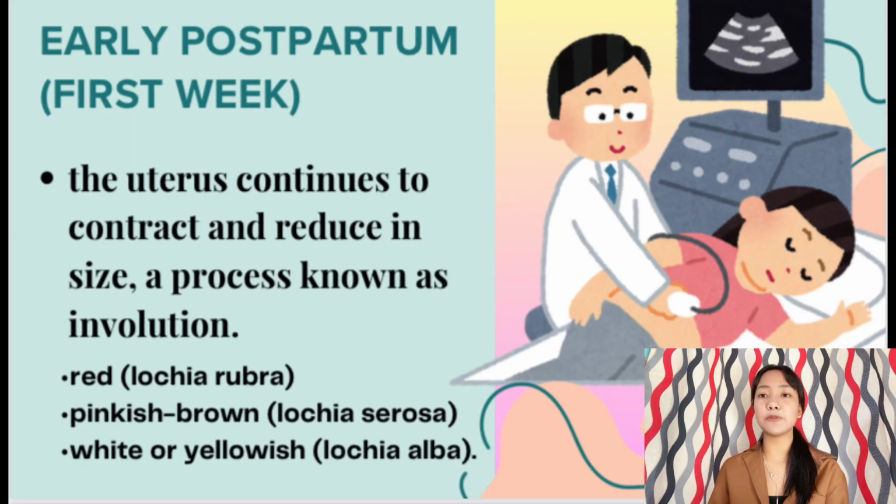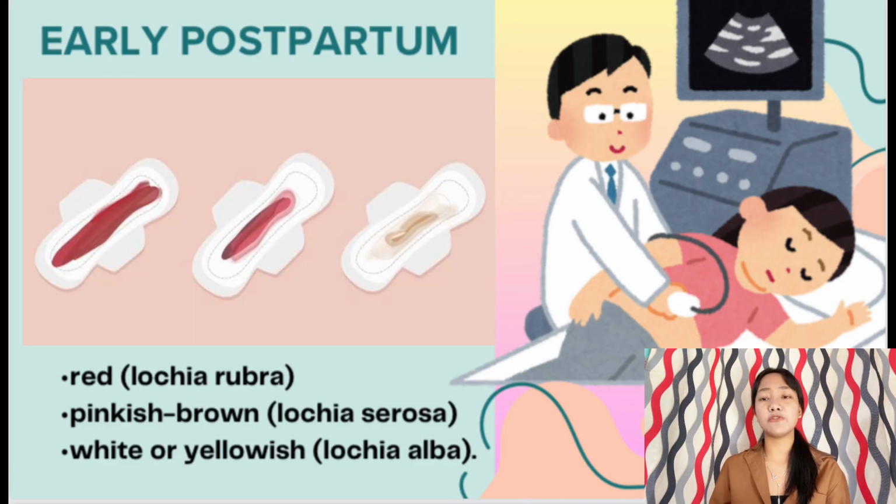Next is the early postpartum, the first week. During this phase, the uterus continues to contract and reduce in size, a process known as involution. Lochia, or postpartum vaginal discharge, gradually changes from red, or lochia rubra, to pinkish brown lochia serosa, and eventually becomes white or yellowish lochia alba.